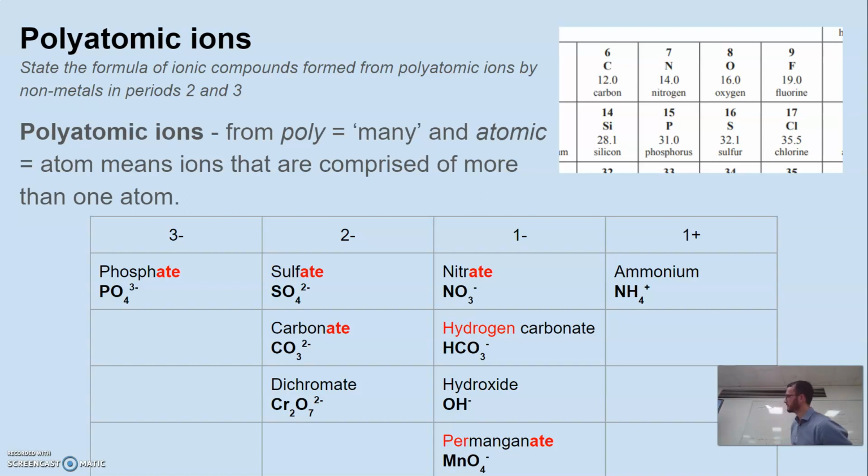Sulfate, carbonate, and dichromate, all 2- charges. Notice the name, the -ate ending, comes from like saturate, meaning the maximum number of oxygens possible. 1- charges: nitrate, hydrogen carbonate, hydroxide, or permanganate, and then a 1+ charge in ammonium, not to be confused with ammonia, which is NH3.